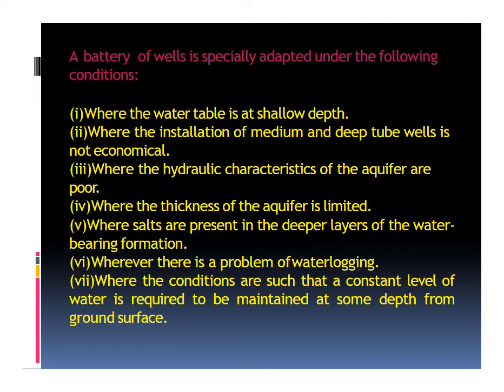The next condition is wherever there is a problem of water logging and it is required to drop this water table below the crop root zone, then the system is mostly used. The next condition is where a constant level of water is required to be maintained at some depth from the ground surface. Then this multiple well system is also adapted.